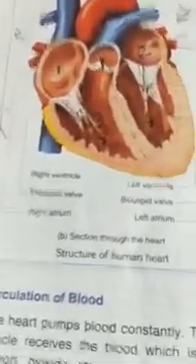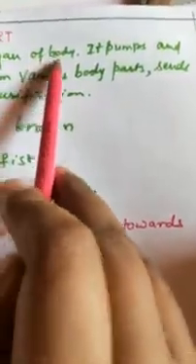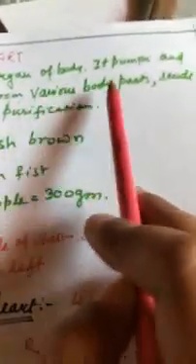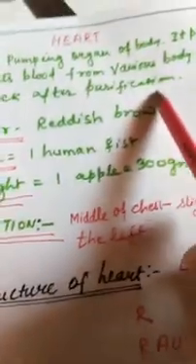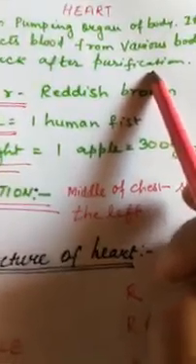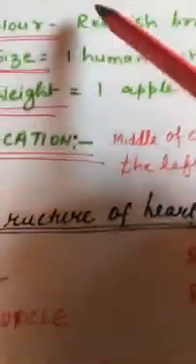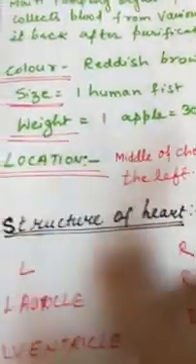So, again, shall we revise? The heart is the main pumping organ of the body. It pumps and collects blood from various body parts and sends it back after purification. Means when the blood exchanges gases and gets oxygen from the lungs, it sends this red oxygenated blood to the body. The color of the heart is reddish brown. Size is equal to one human fist and weight is around the weight of one apple, that is 300 grams.